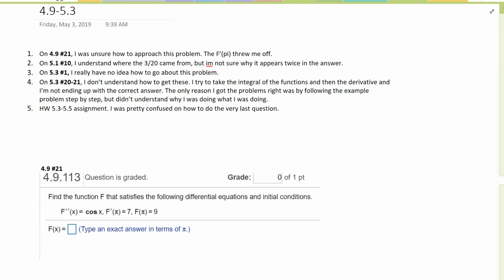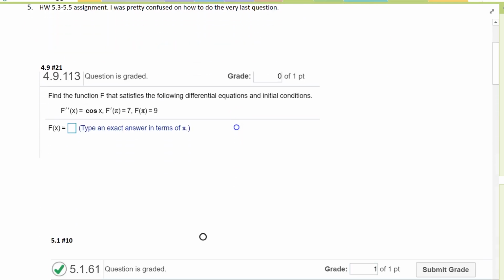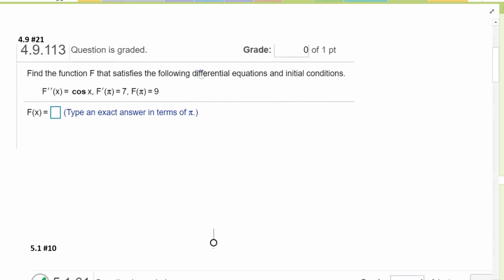The purpose of this video is to go over some questions from Chapter 4 and Chapter 5 in the homework. This first question we're going to look at, we're given the second derivative of the function, right? And we're asked to find the original function given these two initial conditions.